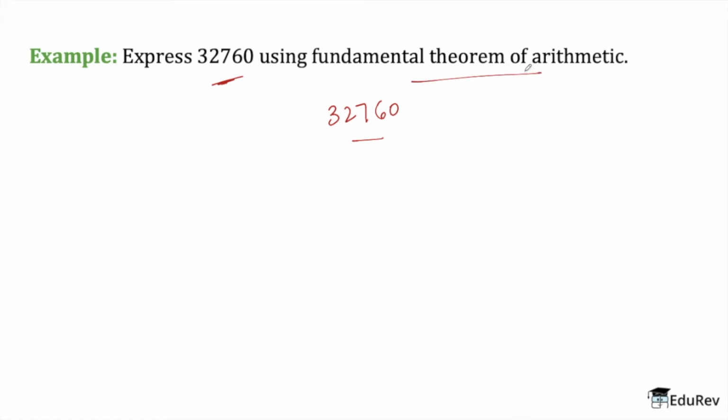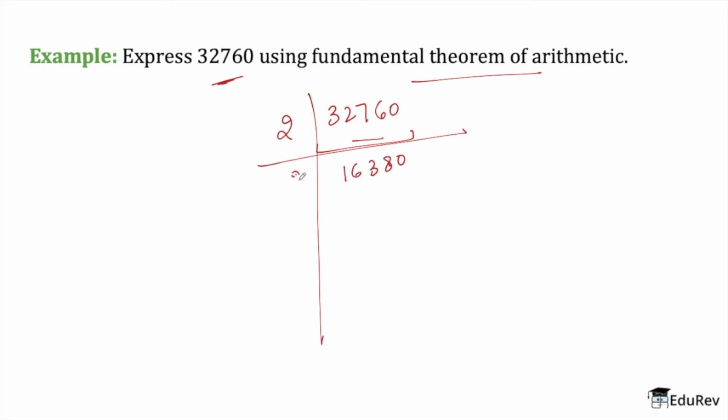Now basically the fundamental theorem of arithmetic states that if I have a composite number, I just have to express that composite number in terms of prime numbers. And this is exactly what the fundamental theorem of arithmetic is all about. Now, if I want to express my composite number as a product of primes, then the simplest thing I can do is prime factorization. So it's going to be 2 times, if I divide it by 2, because there is a 0, so it's an even number.